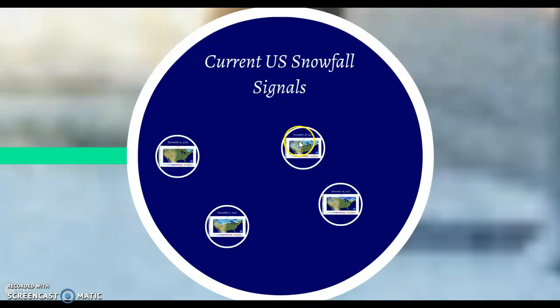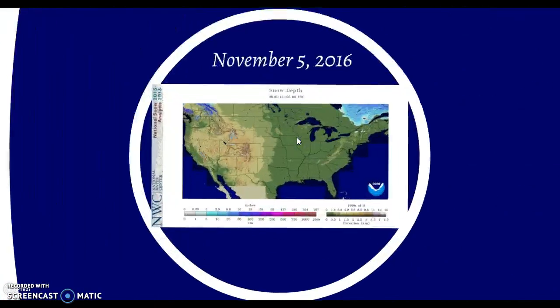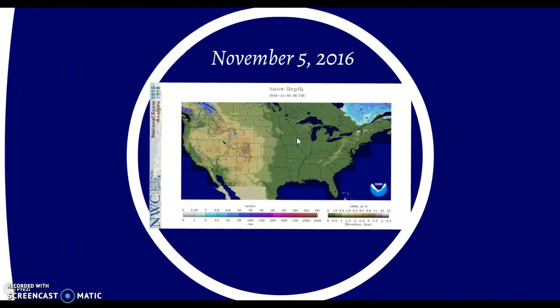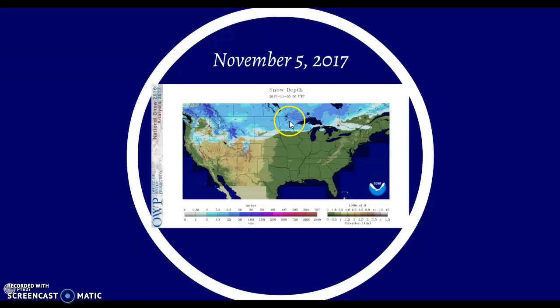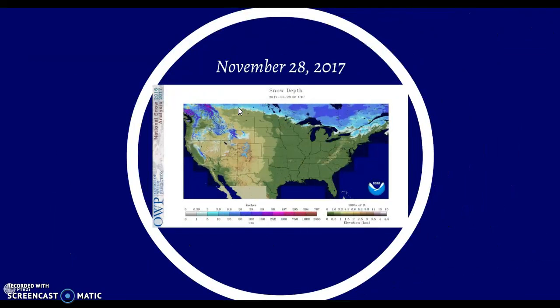We also look at the current U.S. snowfall signals, and on November the 5th last year, we saw almost no snowfall in the United States. We go to this year at November the 5th, and look at that. We have snow covering the entire northern tier and portions of southern Canada. But what happened to it? Now we're at November the 28th, still the same year, but we lost all of our snow.